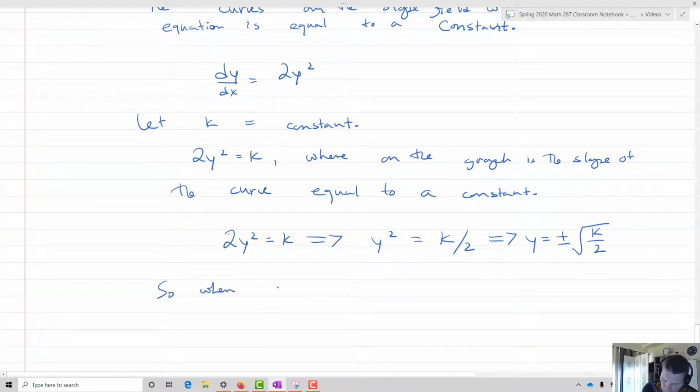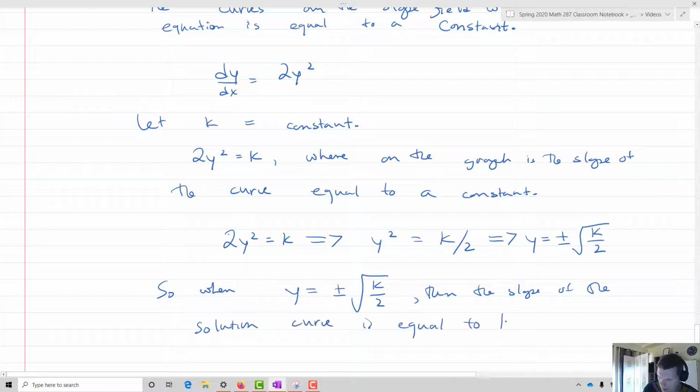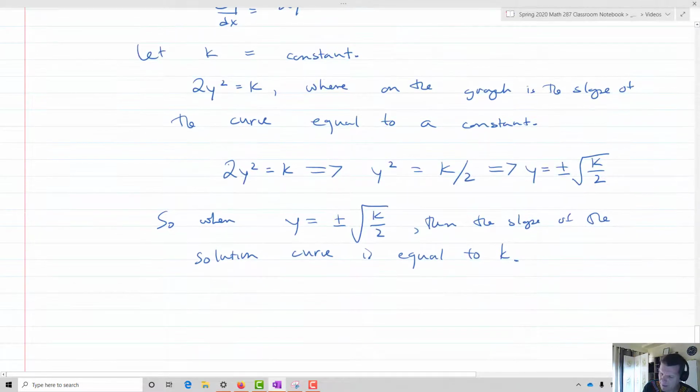So when k equals some value, or excuse me, when we're on the line y equals plus or minus the square root of k over 2, then the slope of the solution curve is equal to k. And so let's take a look at what that actually means. Let's say, for example, we're going to select our slope, our dy dx, and we want to know where does it have that particular slope?